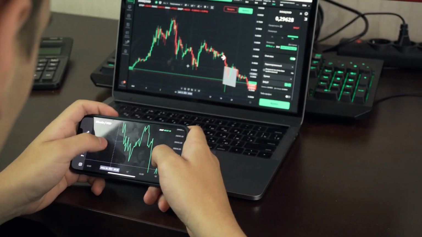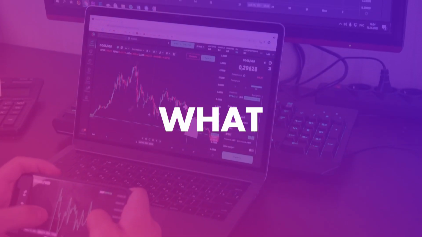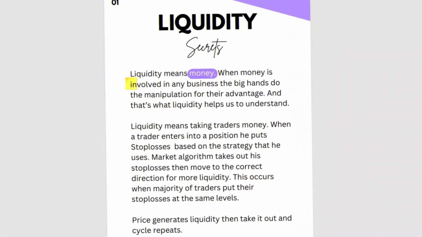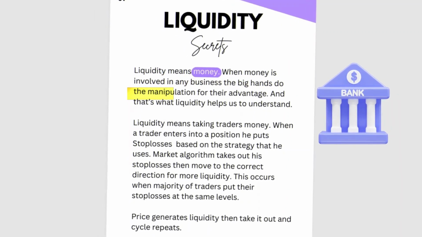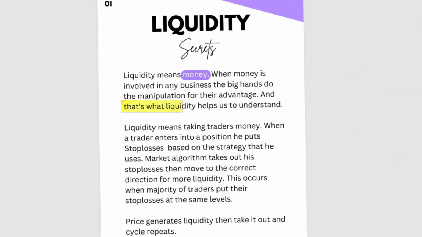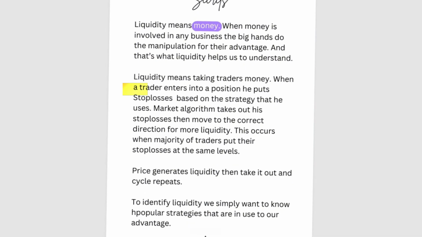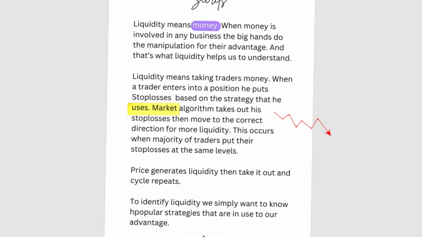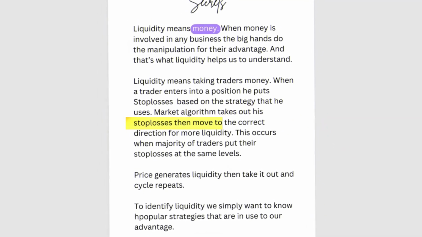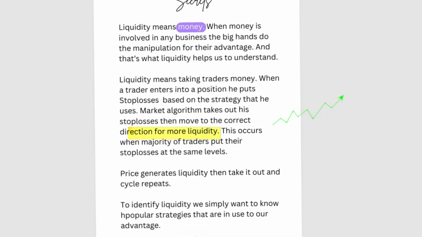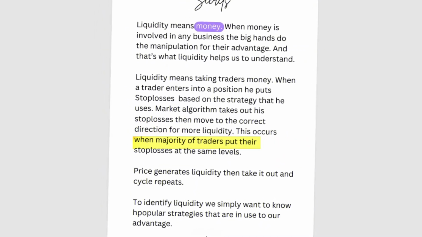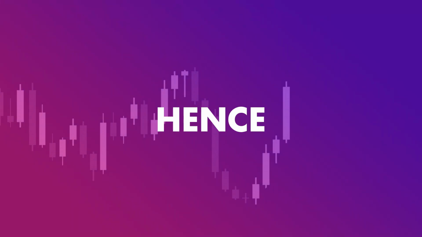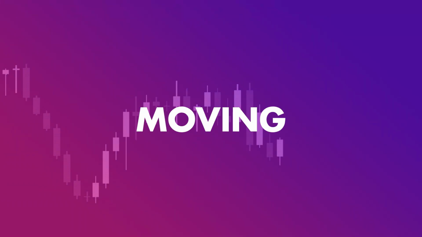Before learning how to identify liquidity, you need to understand what liquidity is and its different types. Basically, liquidity is money. When money is involved in any business, the big hands do the manipulation for their advantage, and that's what liquidity helps us to understand. When a trader enters into a position, he puts stop losses based on the strategy that he uses. Market algorithm takes out his stop losses, then moves in the correct direction for more liquidity. This occurs when a majority of traders put their stop losses at the same level. Price generates liquidity, then takes it out, and the cycle repeats. Hence, liquidity plays a significant role in moving market prices.